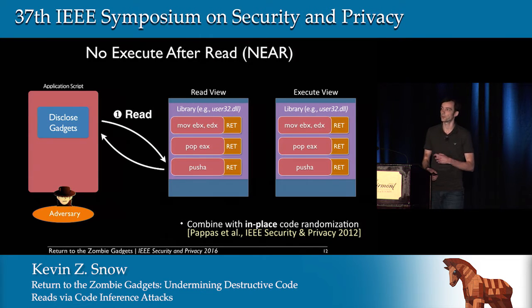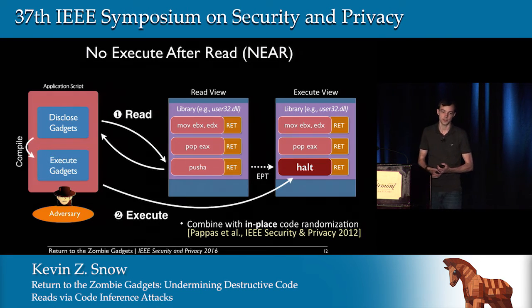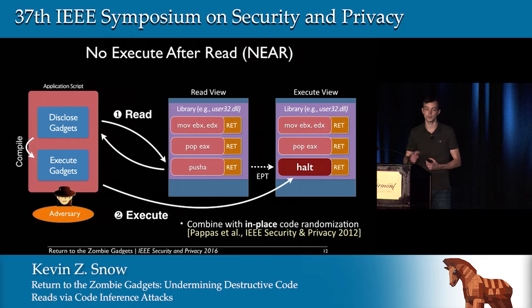But every time there's a read in the read view, we modify the execute view to replace whatever bytes were read with a 1-byte halt instruction. And so this has the effect that when the attacker comes back and tries to execute bytes that they had previously disclosed, the halt instruction is going to be executed, the program's going to crash, and that prevents their malicious actions from occurring.